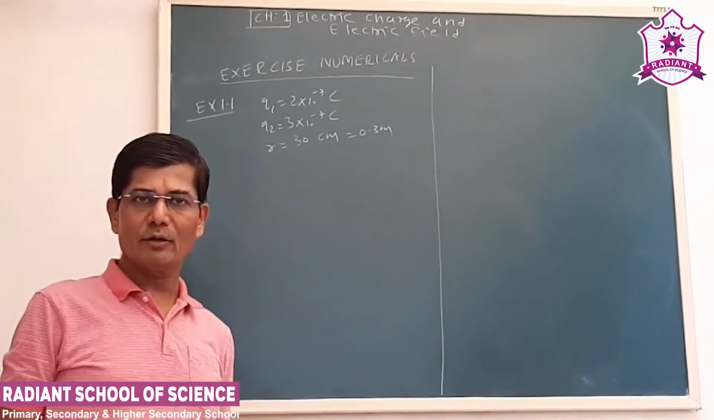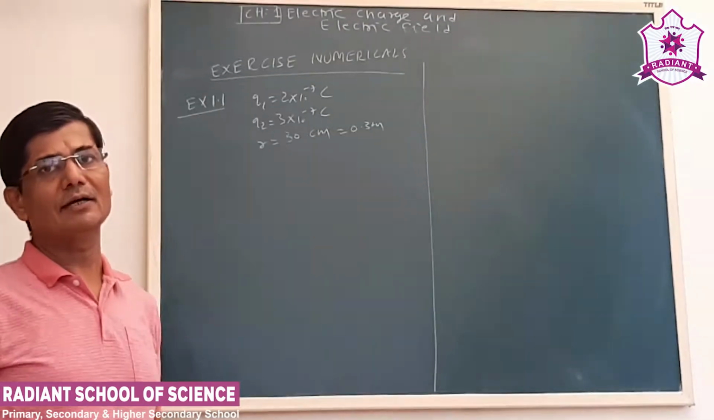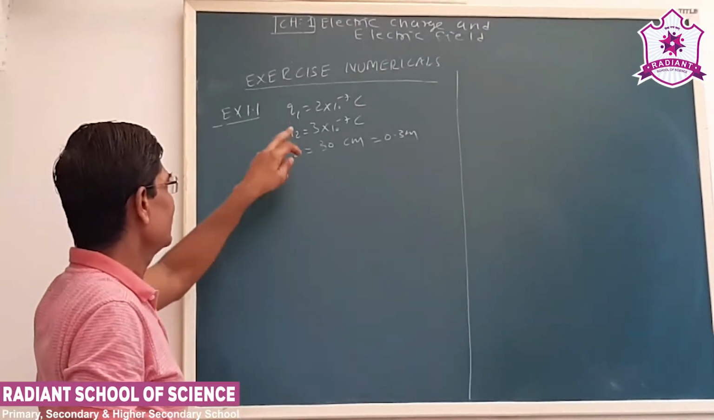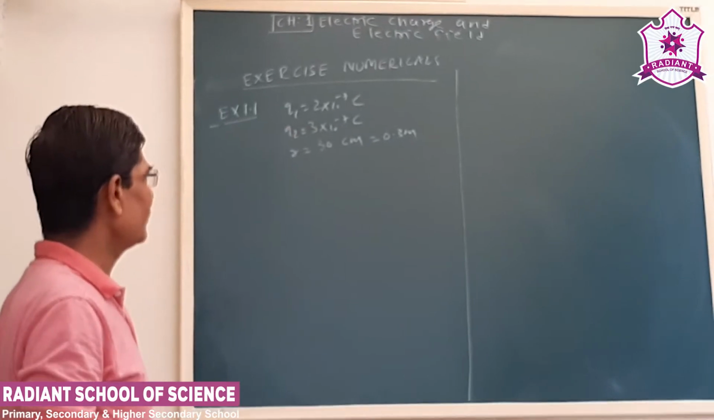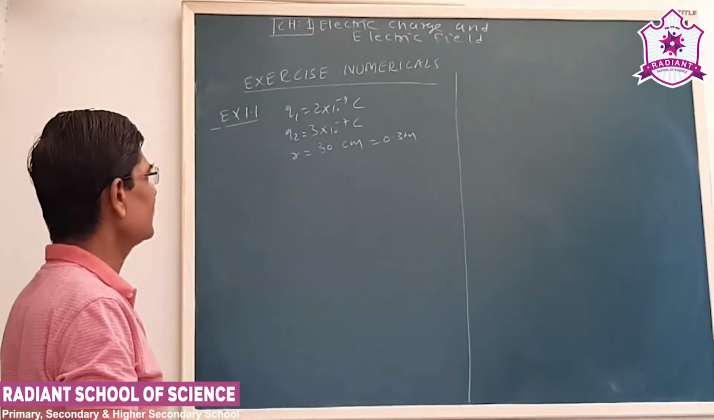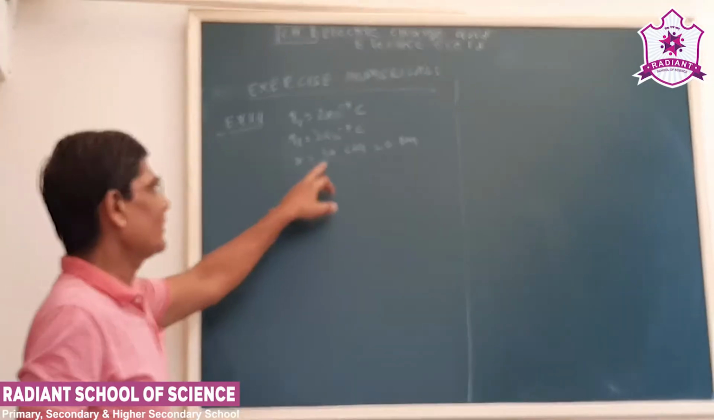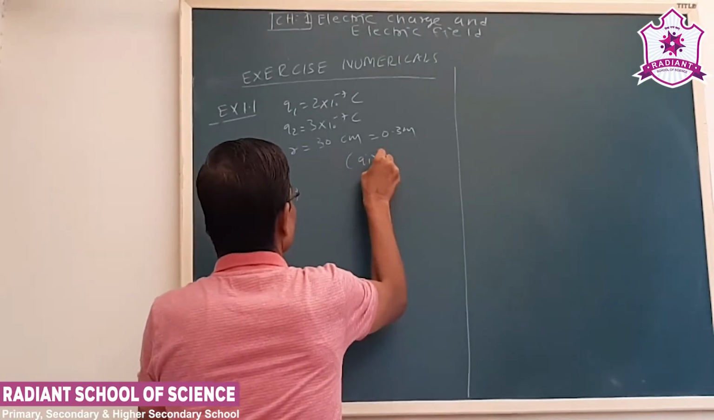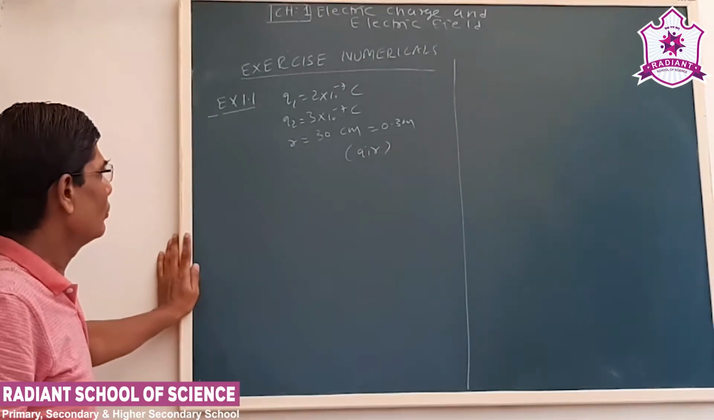Now see, with that we have completed the example parts. Now we start the exercise numericals. Now see exercise sum number 1.1. The question says Q1 is 2 into 10 to the minus 7 coulomb, Q2 is 3 into 10 to the minus 7 coulomb, separated by 30 centimeter in air. So we have to find the force acting between them.